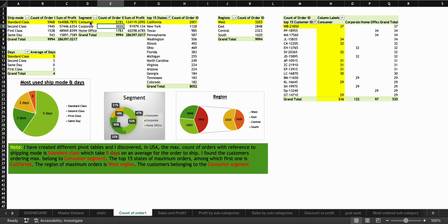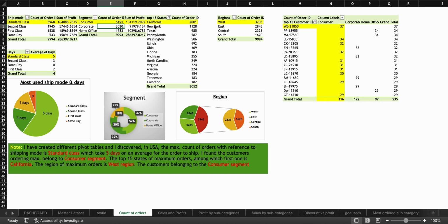Again, then I've taken another analysis about segment. As you remember, we have talked about the segment. There are 3 segments: consumer, corporate, and home office. The customer base belongs to these 3 segments. So the maximum order count is coming from the consumer base, and the sum of profit, of course, is again from this consumer base.